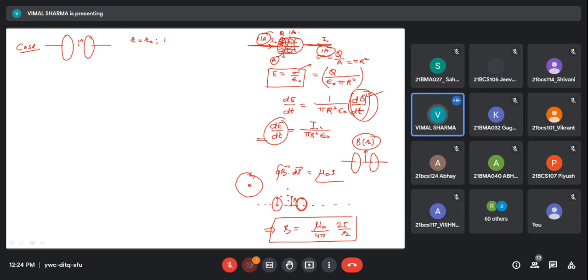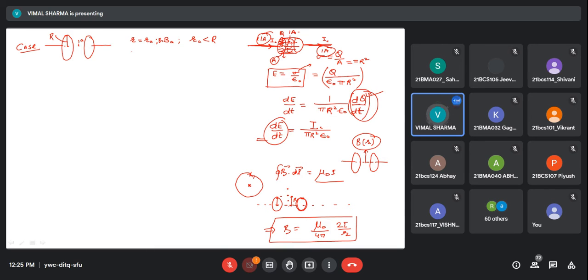Magnetic field here is denoted by B_a, and I know that r_a is less than the radius of the capacitor plates. So this is my case one. This distance is capital R, that is the radius of the capacitor plate.